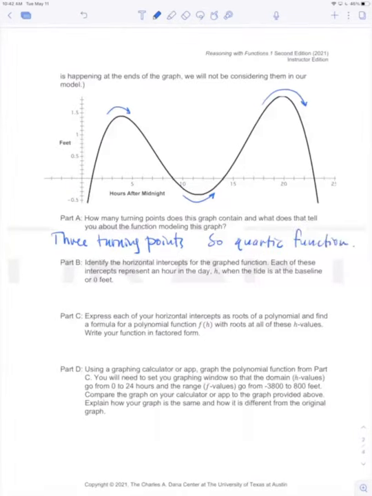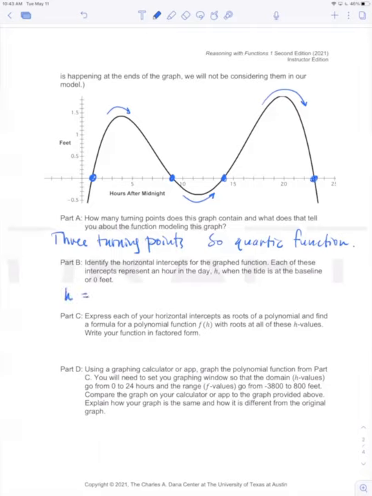There we go. Part B, identify the horizontal intercepts for the graphed function. Each of these intercepts represents an hour in the day, h, when the tide is at the baseline, or 0 feet. So let's see, I'm just going to go here and put little blue circles on these intercepts where the curve crosses the horizontal axis, and make note of these.